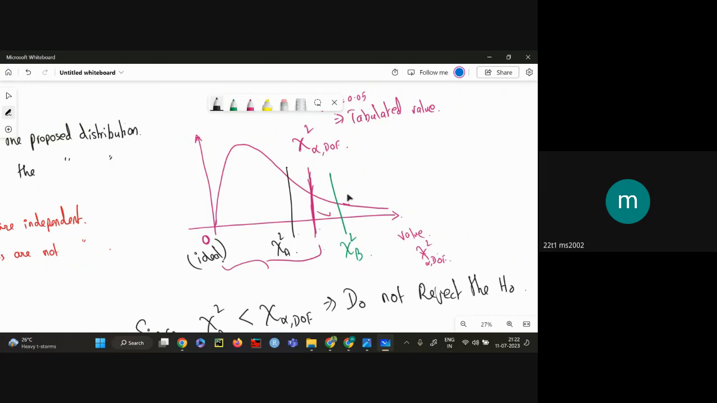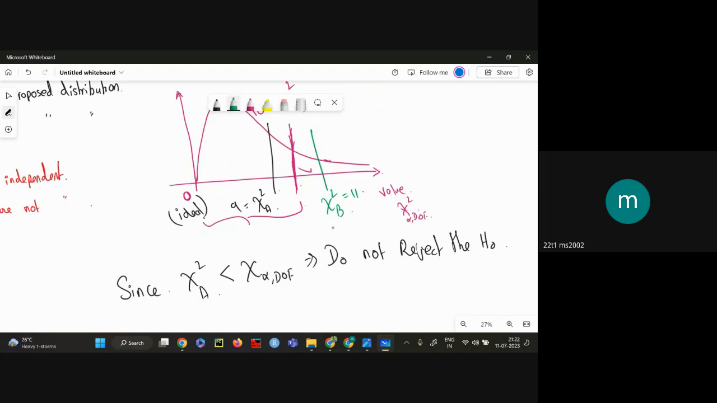Let's call this number also. Let's put a number here so that it becomes more clear. This is 10, this is 9, this is 11, for example. Between 0 and 10, if I get any value, that is not significantly large for me. So for this sample, I have got a value of 9, which is not up to the mark of 10. So I will say do not reject my H0.